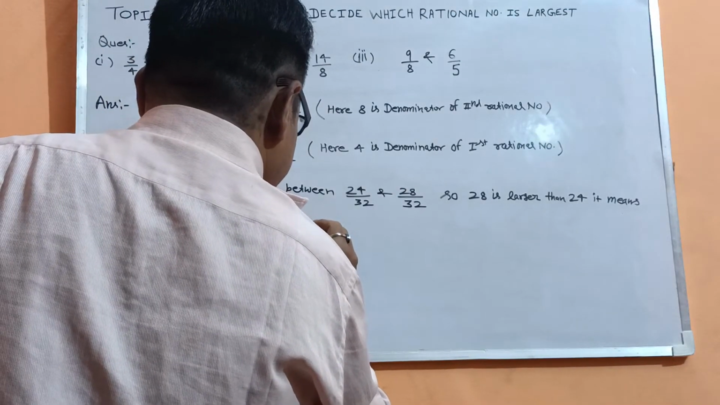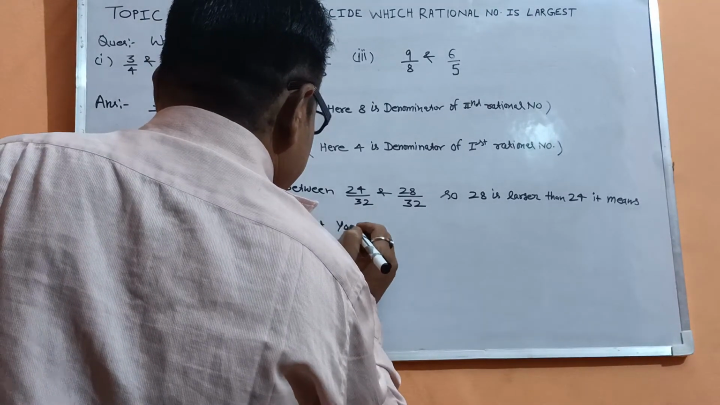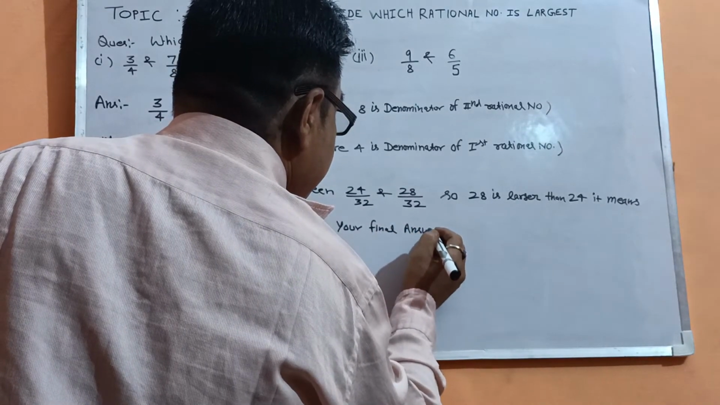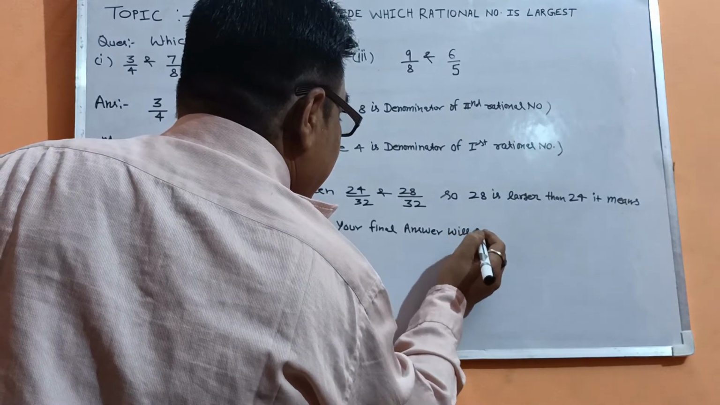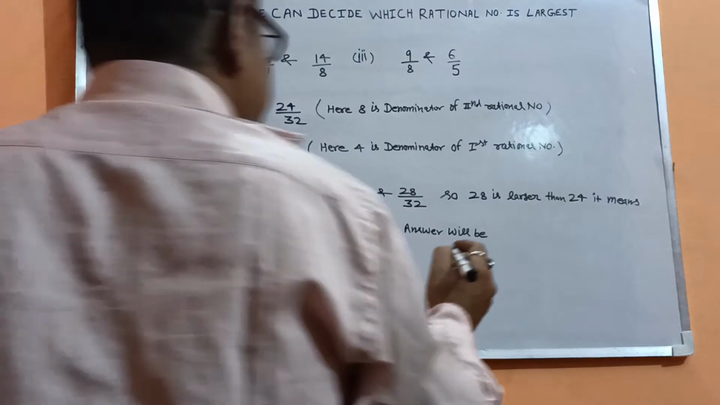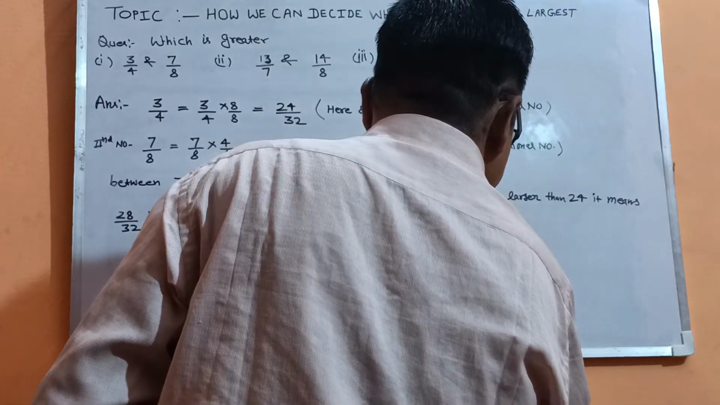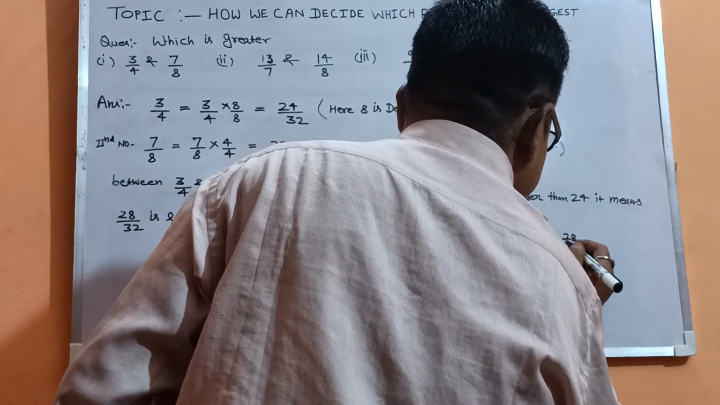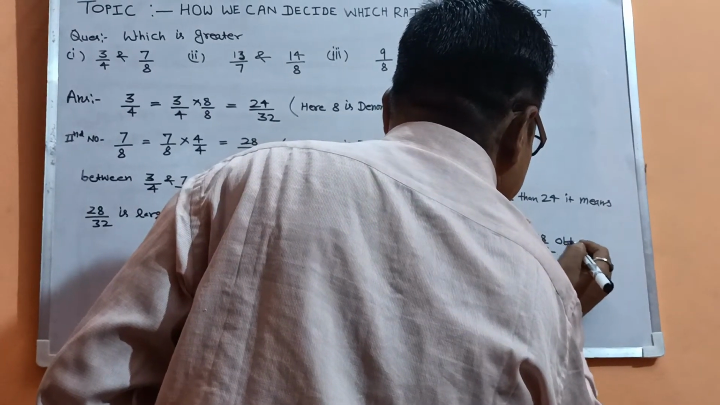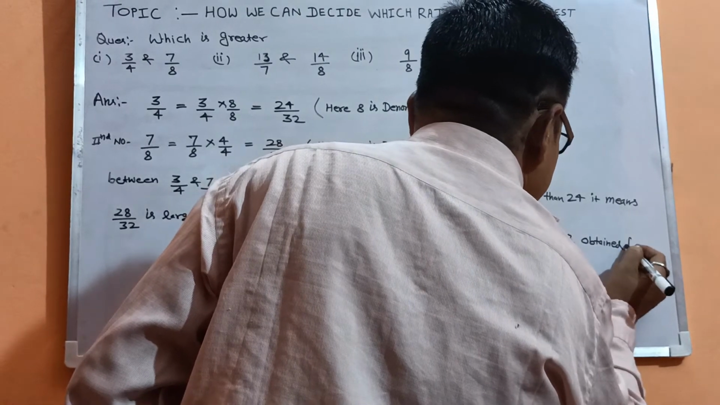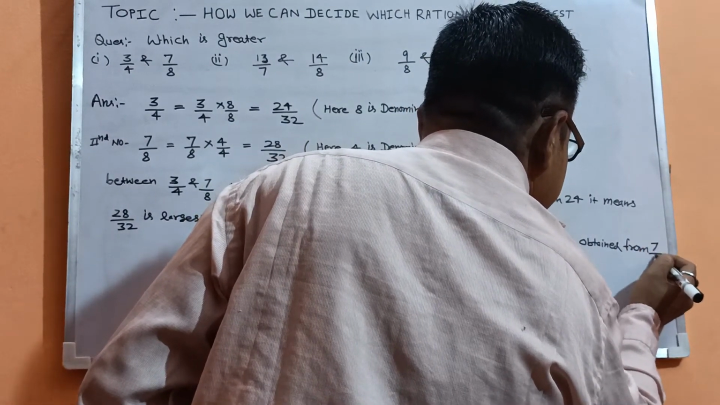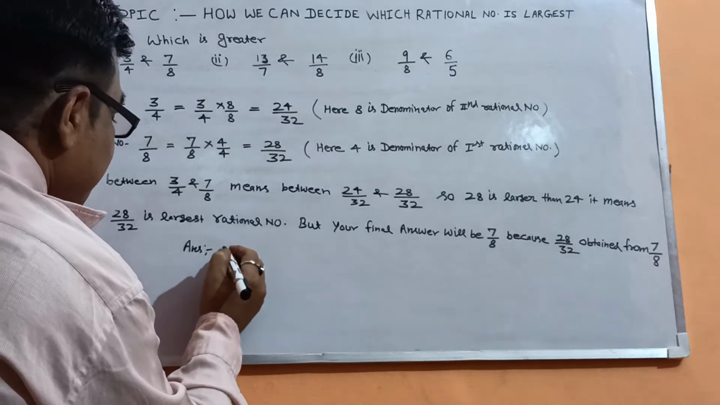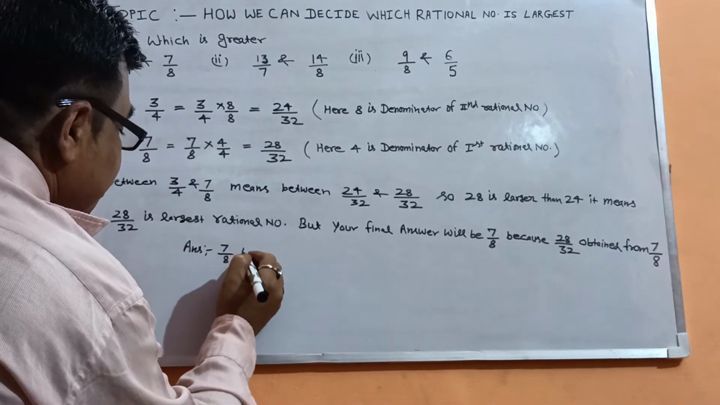But your final answer will be 7/8, because 28/32 is obtained from 7/8. Answer: 7/8 is largest.